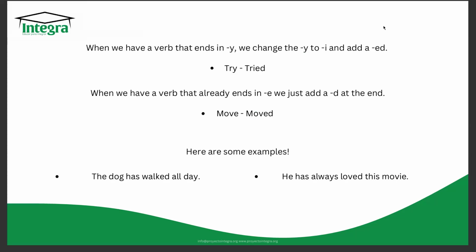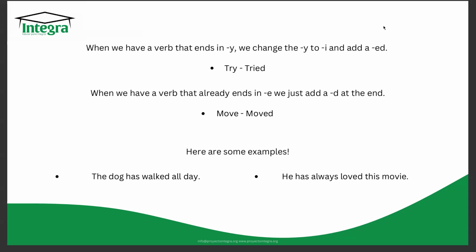There are a few exceptions. They're very little and very easy. And all you have to know is that if the verb ends with a Y, we just change the Y to an I and add the ed. So for example, with the verb try, T-R-Y, we just change it to tried, T-R-I-E-D.